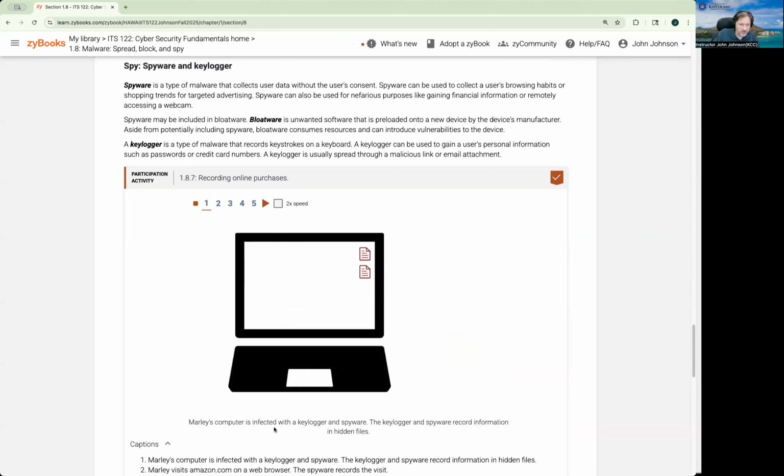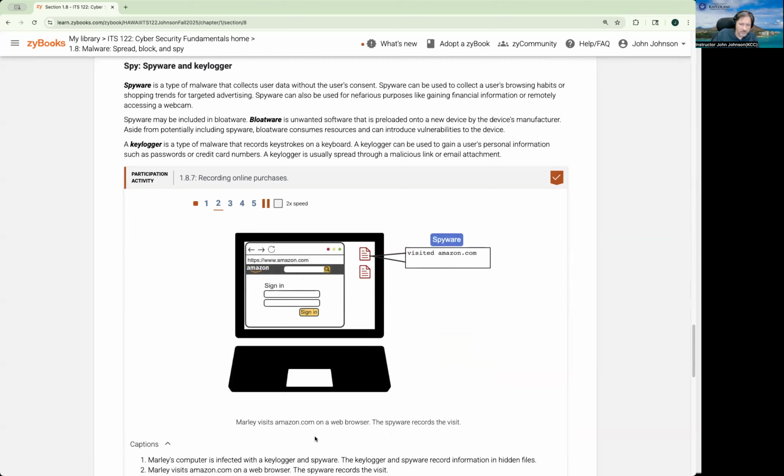Fire this up. We see that Marley's computer is infected with a keylogger and spyware. The keylogger and spyware record information in hidden files. These are the hidden files right there. So Marley visits Amazon.com on a web browser. The spyware records the visit. Hey, they went to here. So I save that in the file. And then the keylogger records their username and their password when they log in.